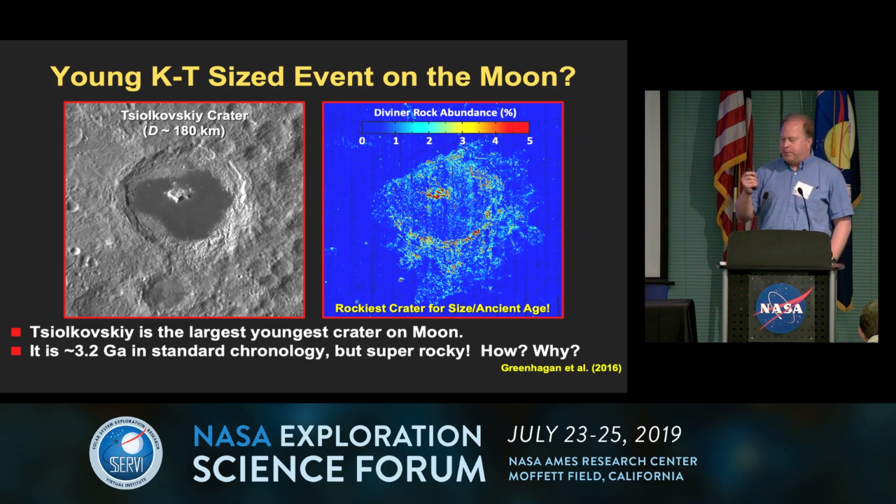Okay? So the last speaker did some of this work, so I want to give him credit here, Greenhagen et al. There's one particular crater that's really interesting, and it's called Volcanism crater. It's about 180 kilometers in size. It has a very healthy rock abundance, and rock abundance seems to correspond to relative youth. Most craters have rock abundance back to about 1 billion years or so, and then they kind of fade into the background. But not Volcanism crater. Even though it's supposedly 3 billion years old in the standard chronology, it's super rocky, and no one really understands why. There's some different rationales, but it's a mystery.